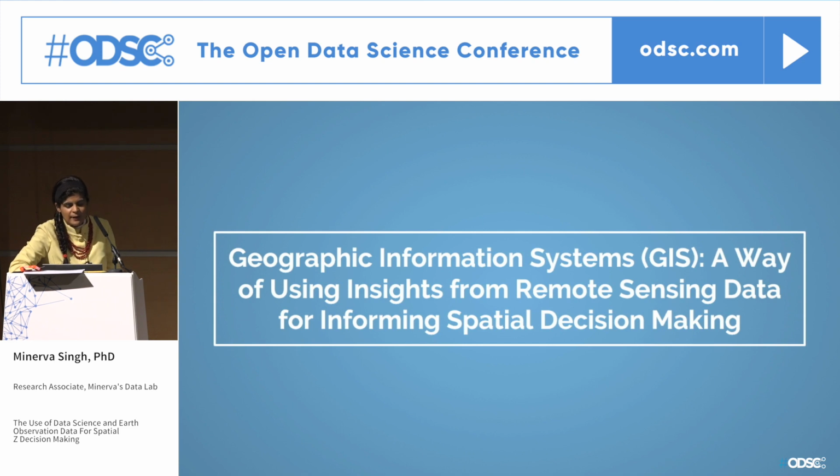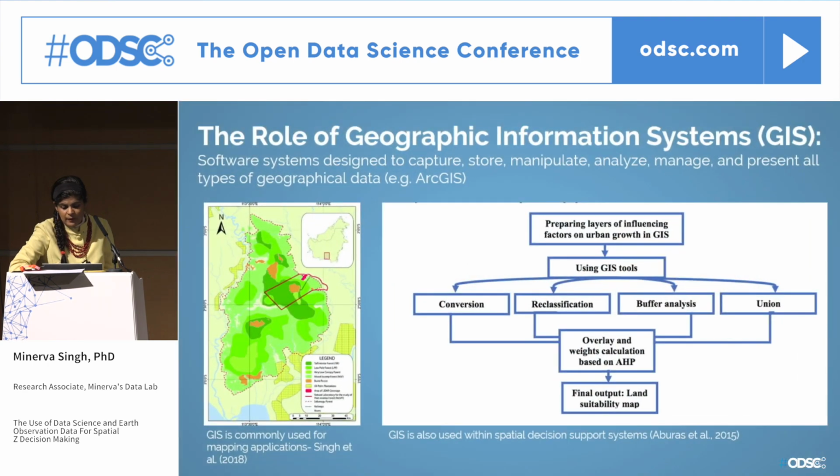Now, if you are to carry out any spatial decision making, you'll find yourself working with geographic information systems as well, and they are not to be confused with Earth observation or machine learning, because GIS offers a way of using the insights from remote sensing data for informing spatial decision making. The role of GIS can range from building maps. On the left-hand side, there's a GIS-derived map of a study area in Kalimantan, Indonesian Borneo, and a map like this is typically used to carry out field work.